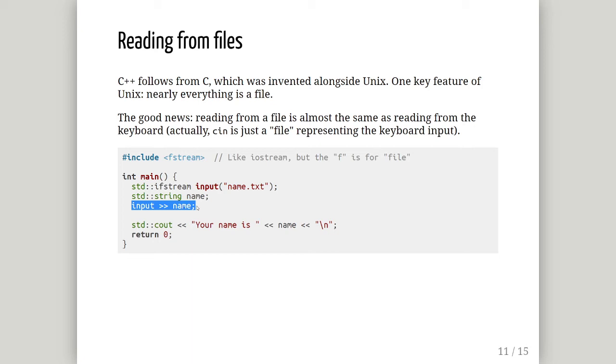Writing to a file is actually almost the same. If we wanted to write to a file, instead of std ifstream, we would do ofstream, which is unsurprisingly for output file stream.